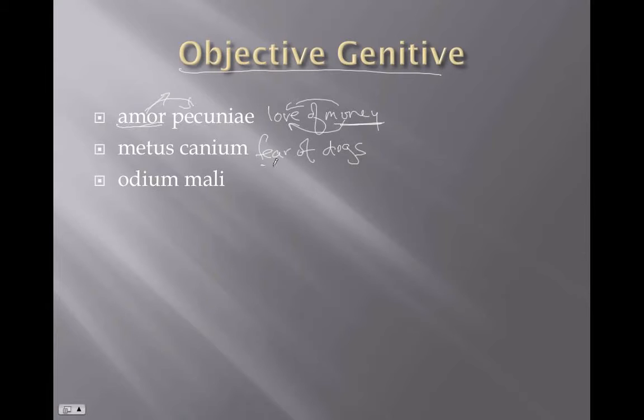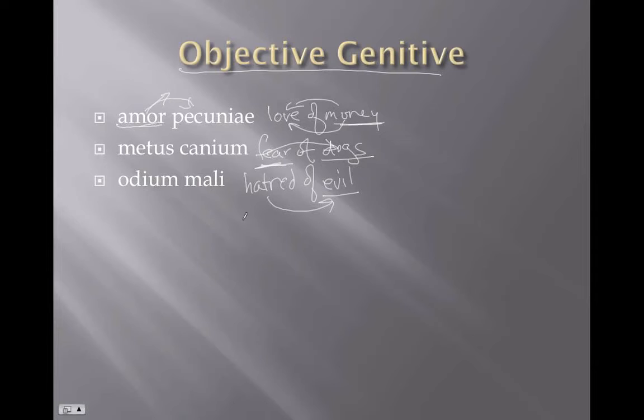Right, now this is the fear that one has of dogs, not the fear that dogs have. So this is again the objective genitive. The dogs are the object of the fear. They are the recipients of that fear, so to speak. So if fear were a verb, canium would be the object. Or odium mali, hatred of evil, where evil again is the object of the hatred.